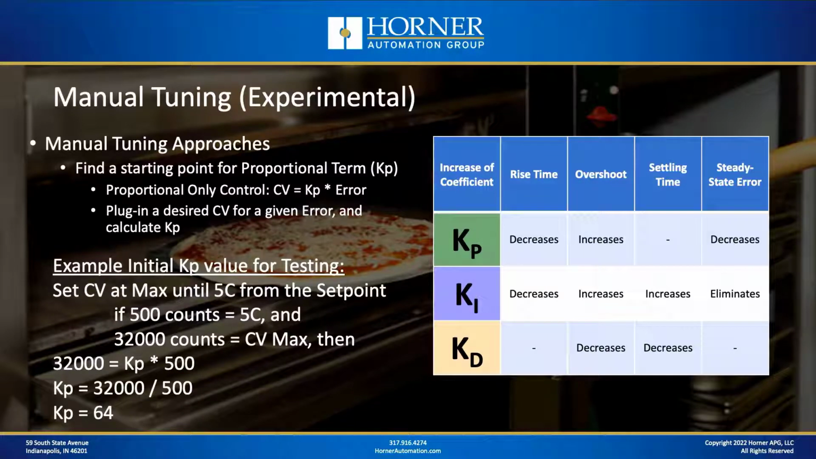So let me give you an example. So let's say in our pizza oven that as we're heating up the pizza oven, we want that heater to be on full go up until we get within, let's say, about 5 degrees Celsius or so of the set point. We can take advantage of that CV and KP equation, and we can determine that, okay, full go on our control variable is 32,000 counts. And if 5 degrees Celsius is scaled in our application, let's say to 500 counts, then once we have them both scaled to counts, we can do the math and come up with an initial KP of 64. So that would be a good starting point that may represent what we're trying to do.